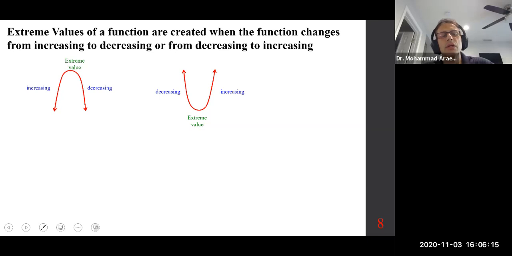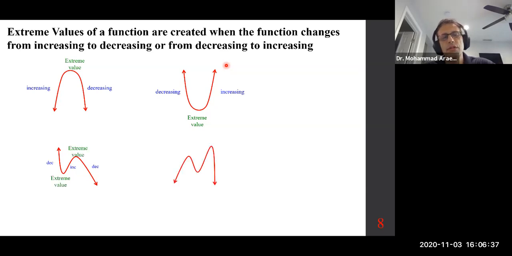The change gives us a local max when we go from increasing to decreasing, otherwise it's a local min. It's a local max going from increasing to decreasing, and this is a local min, okay? And it repeats here. Look at it: decreasing to increasing to decreasing. So we have a local min first and then a local max. Same here: increasing, decreasing, increasing, decreasing. So we have a local max, local min, local max.